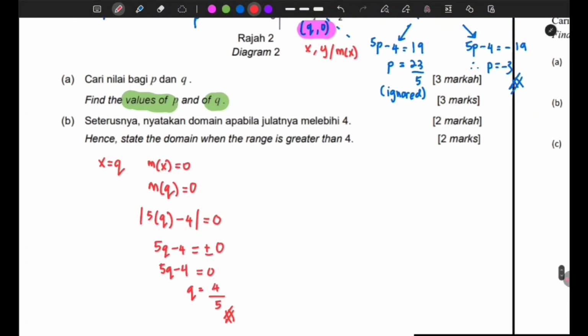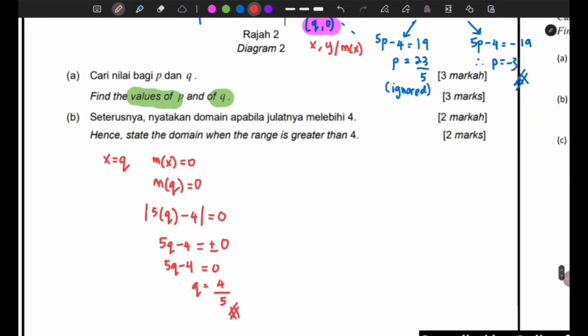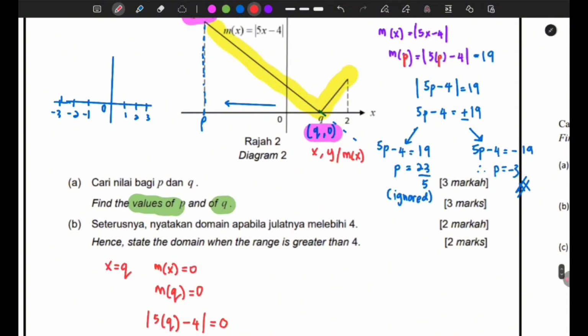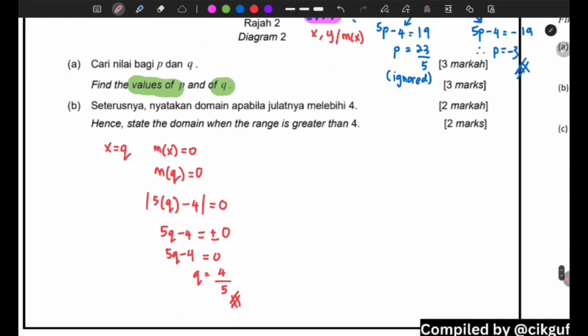Is it easy? So your p is negative 3, q is 4 over 5. It's not too difficult, right? So here's negative 3, your p is negative 3. And now, state the domain when the range is greater than 4.